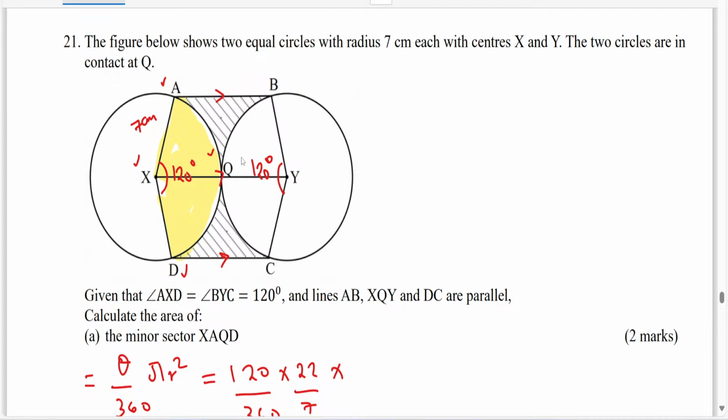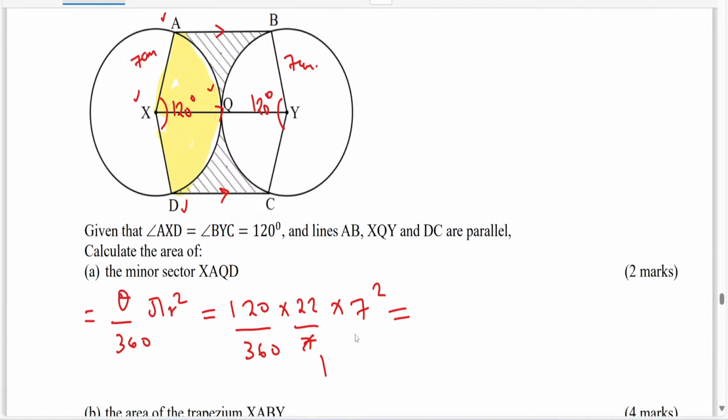Nadhani pia yote ni two equal circles, so each is 7 centimeter. So multiply by 7 squared, and ukiangalia hapa hii na hii yatoka, so hapa itabakia 7 power 1. So if you just multiply it kama kawaida, 120 times 22 times 7 divide by 360, so itakuwa around 51.33. So answer yako total ni 51.33 centimeter square. Simple, sio?